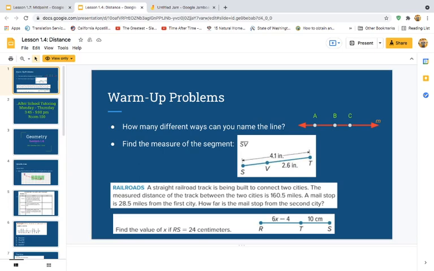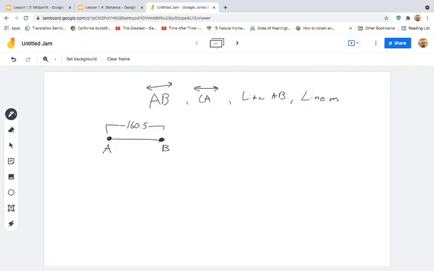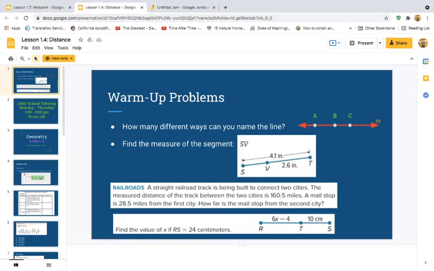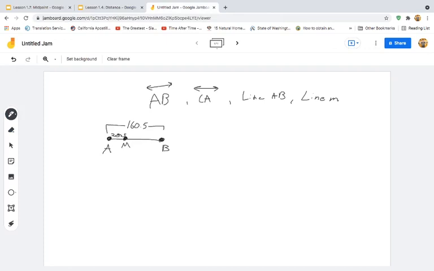A mail stop is 28.5 miles from the first city. Okay, so 28.5 miles away from city A is going to be a mail stop. We'll call that point M. Okay, so we know from the first city is going to be 28.5. Okay, and so in the end it says how far is the mail stop from the second city? So how far is point M from the second city, point B?